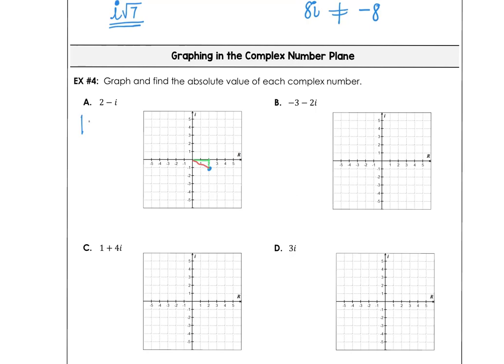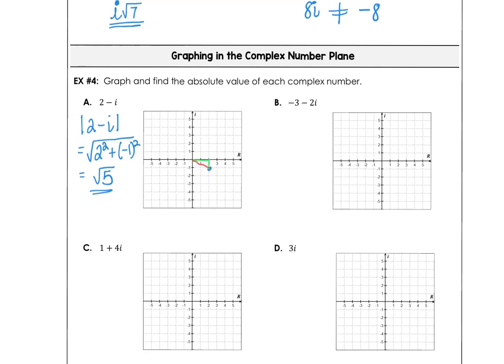And the definition said the absolute value of 2 minus i is the square root of a squared plus b squared. So that would be 4 plus 1, or the square root of 5. So the absolute value is the length of the hypotenuse here, that little red hypotenuse.